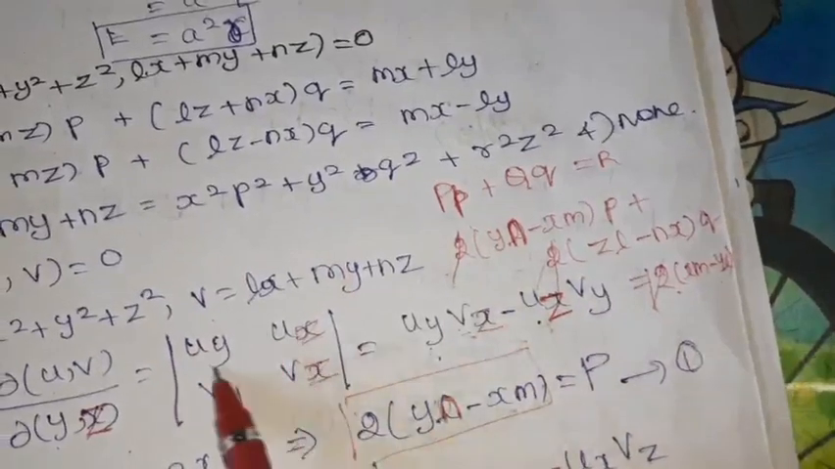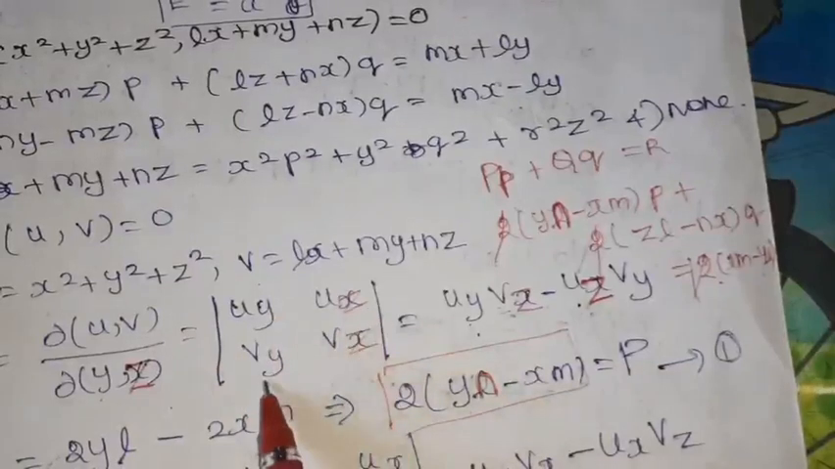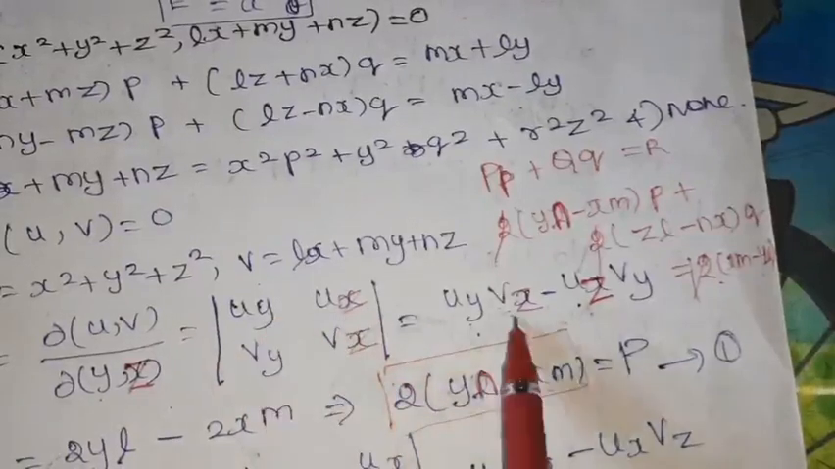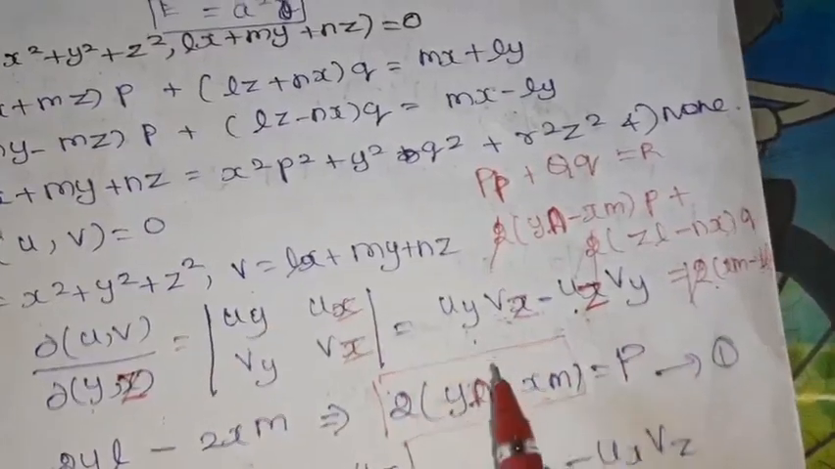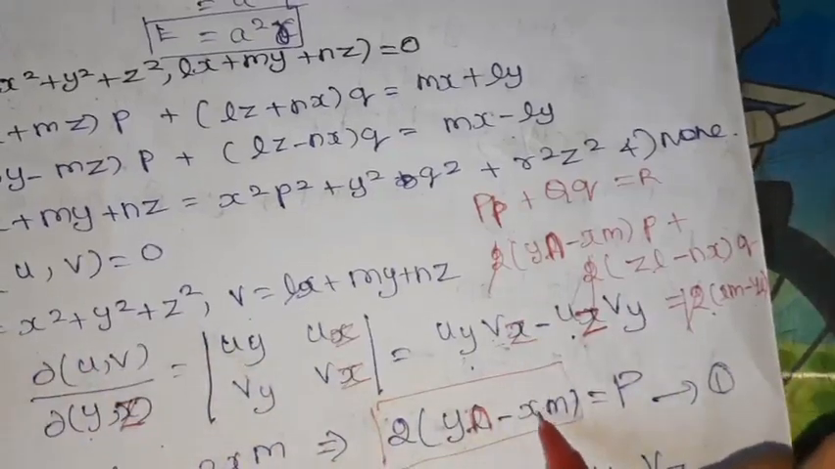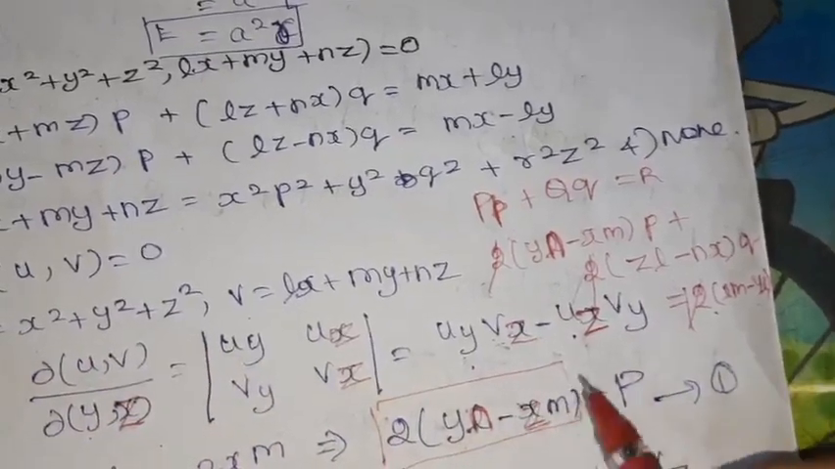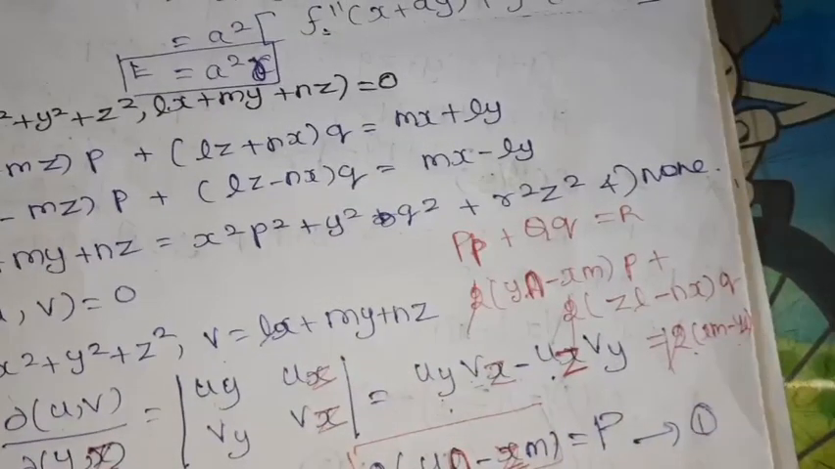Uy, uz vy, vz minus uz vy, sorry. What is uz? Uz equal to 2z, z here, the same term, vy equal to m. So ny minus zm, ny minus zm.